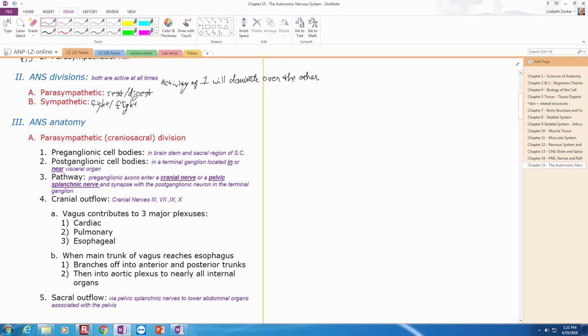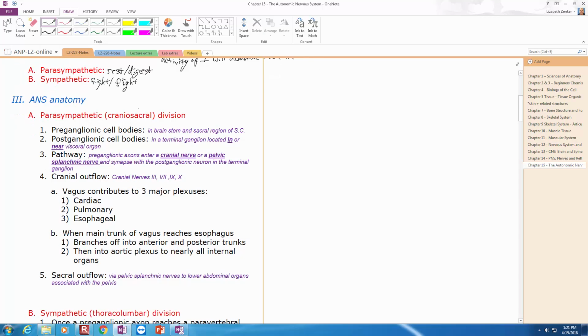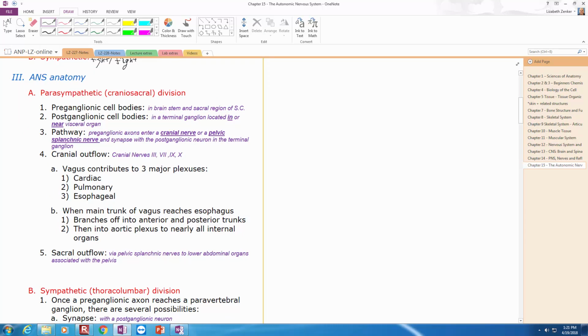And let's see, so with the ANS anatomy, so autonomic nervous system anatomy. First we're going to look at parasympathetic. It's a more simple circuit, and it's an easier one to look at. So the other name for parasympathetic is the cranial sacral division.